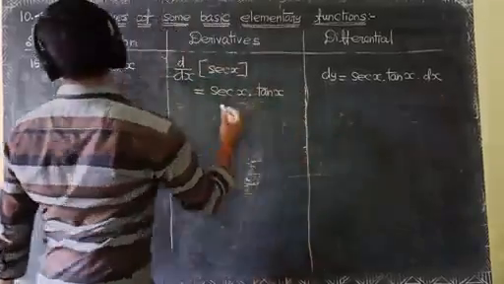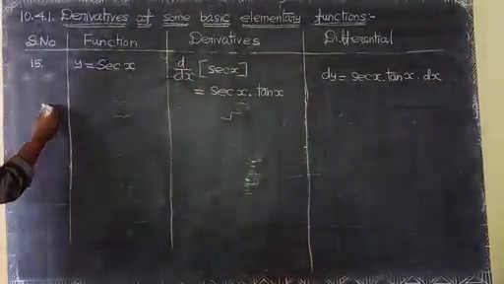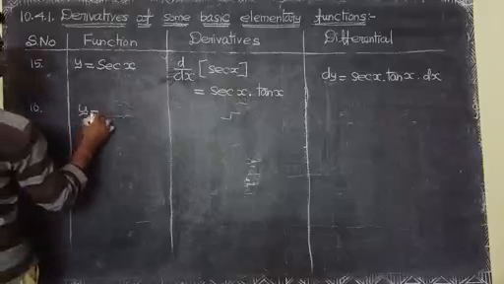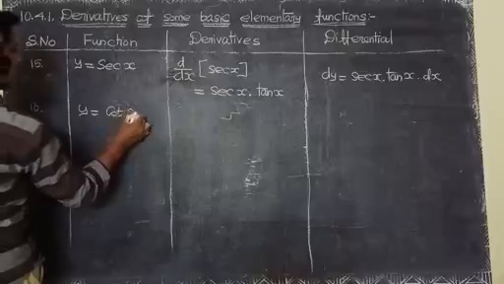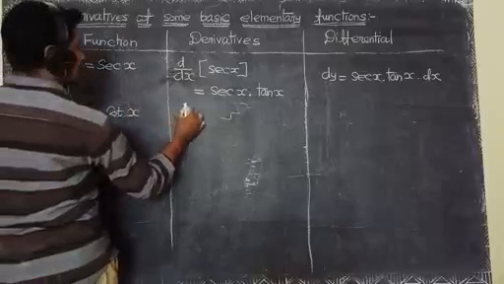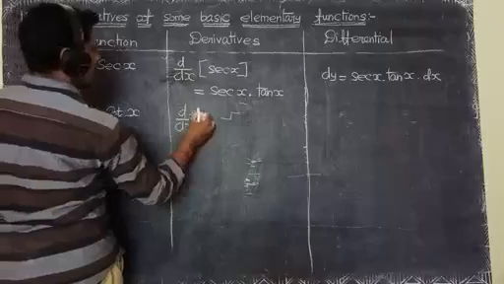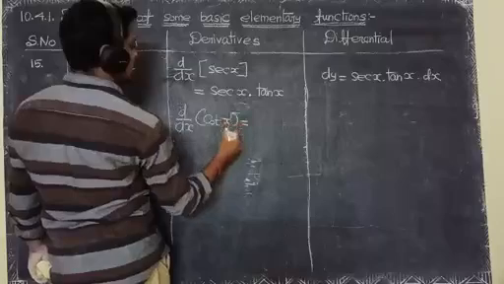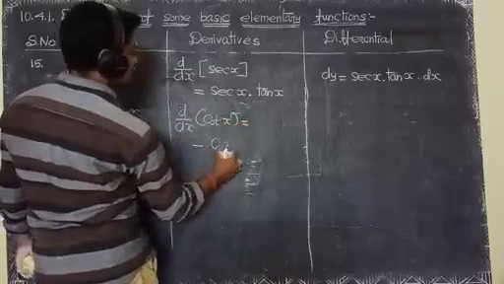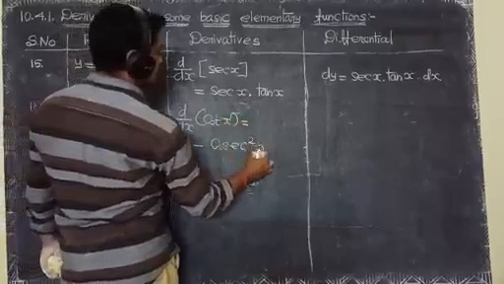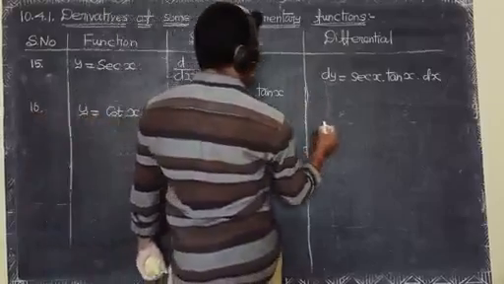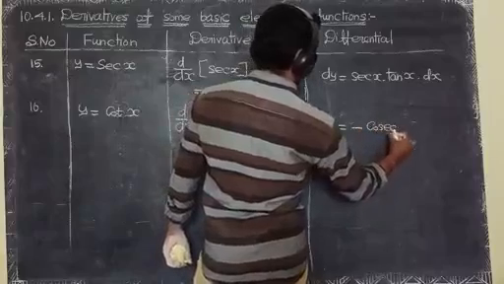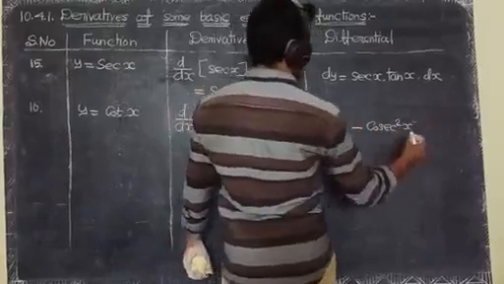Okay, next, serial number 16, the function is y equal to cot x. d by dx of cot x, the resultant is minus cosecant square x. Then the differential is dy equal to minus cosecant square x into dx.